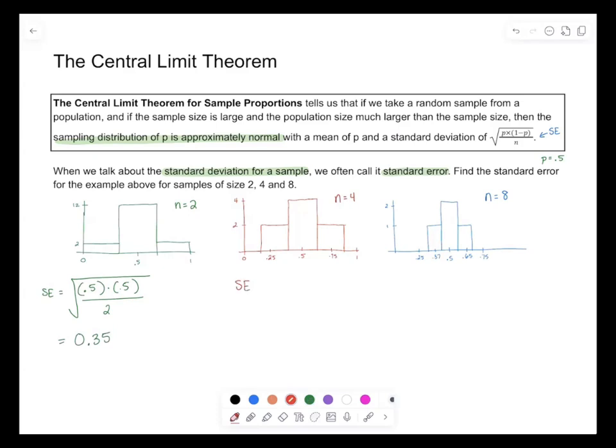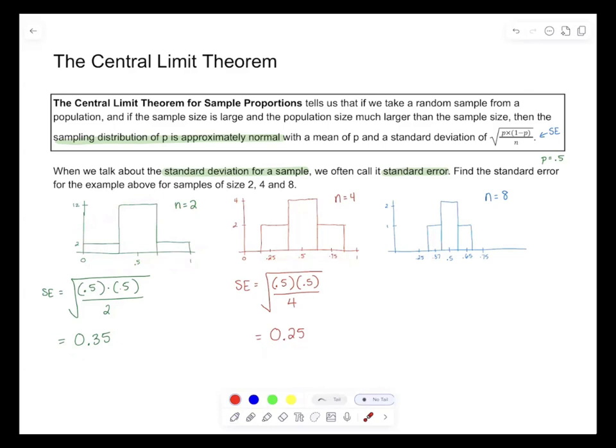Now let's do the same thing for n equals 4. So the standard error here is the square root. Again, P is the same, 0.5. 1 minus P is the same, 0.5. But now we're dividing by 4. And when I do that, my standard deviation is smaller. Now my standard deviation for the sample, we call this standard error, is 0.25. And looking at these two graphs, that should make sense because this one's more spread out, so it has a bigger standard deviation. This one is less spread out, so it has a smaller standard deviation.